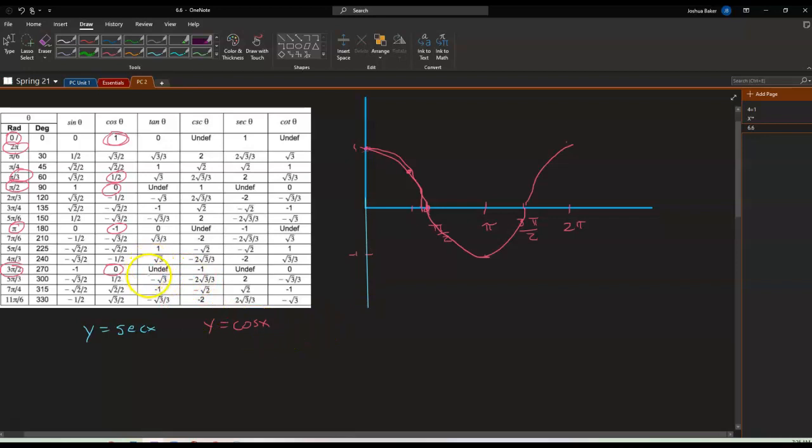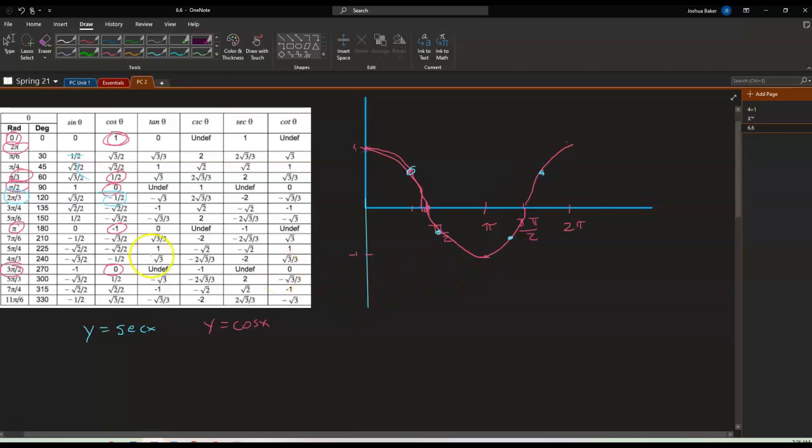Okay, so I put this point here, and there's a point which is 2 pi over 3, -1/2. So that's going to be about right there. There's another -1/2 over here, and a +1/2 over here.